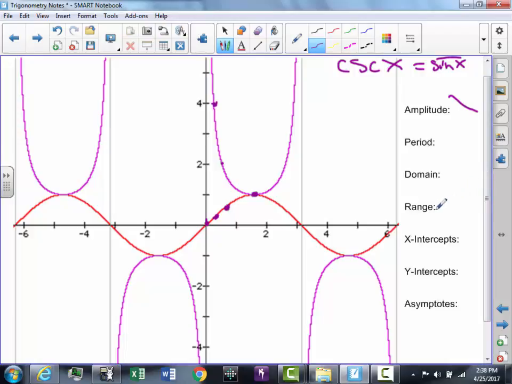What about its period? How long is it going to take to repeat itself entirely? Pick a point, like say this one right here. How long does it take to get from this point to this point right here? How far distance-wise is that in the x direction from here to here? Yeah, about 6.28 actually. It's 2 pi. It's the same period as a sine graph, right? How long would it take a sine graph to get from here to here? 360 or 2 pi, right? So it's actually the same thing on this one here. Your period is still 360 or 2 pi.